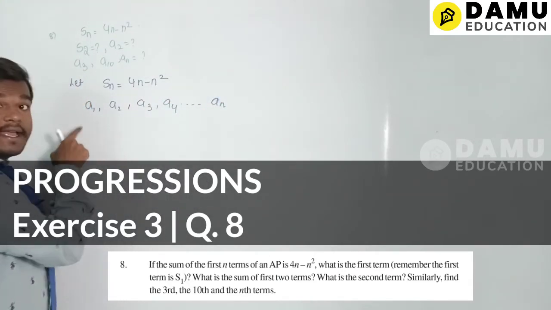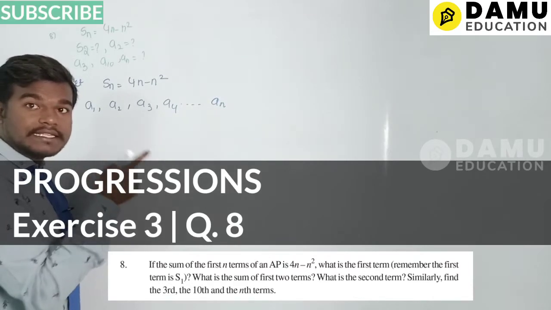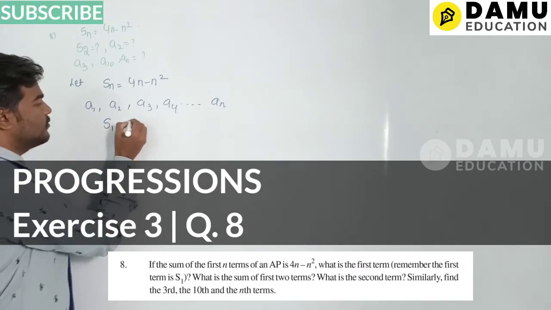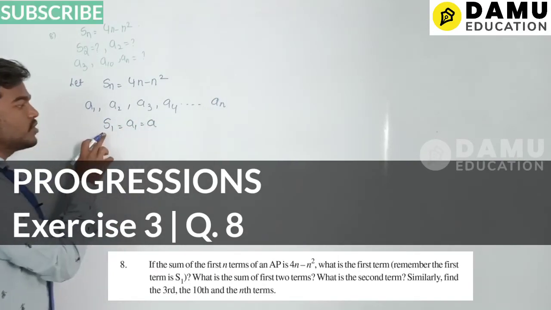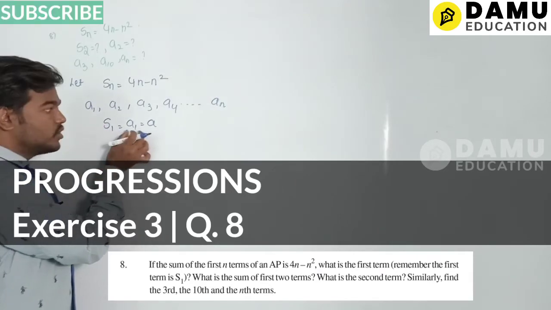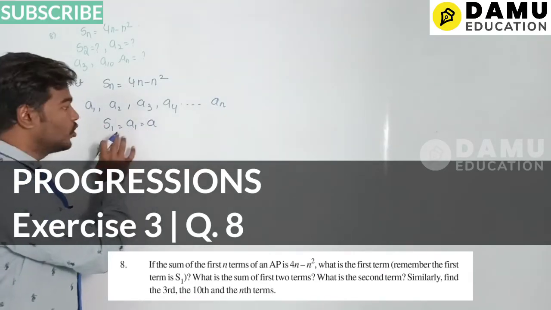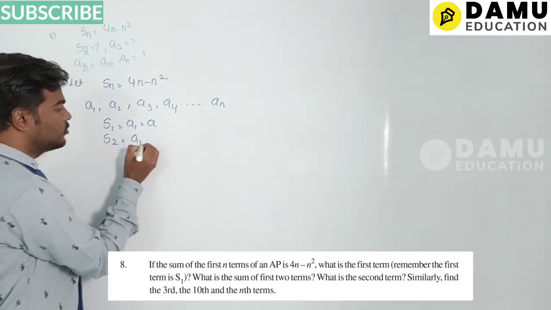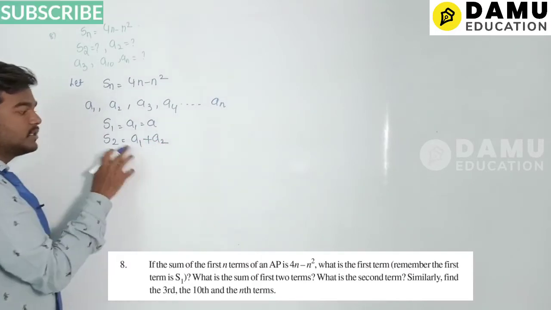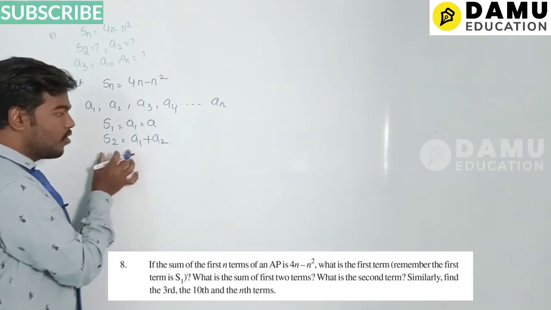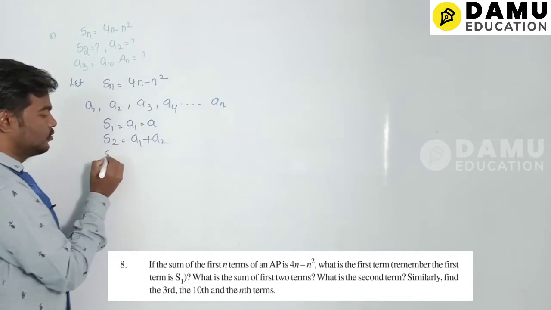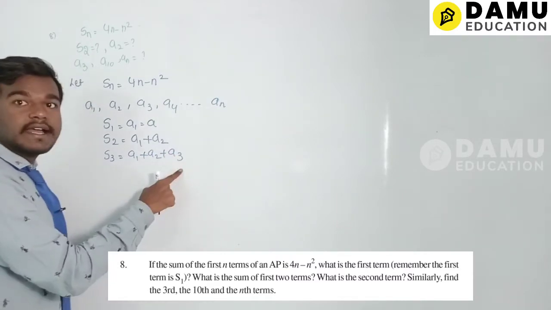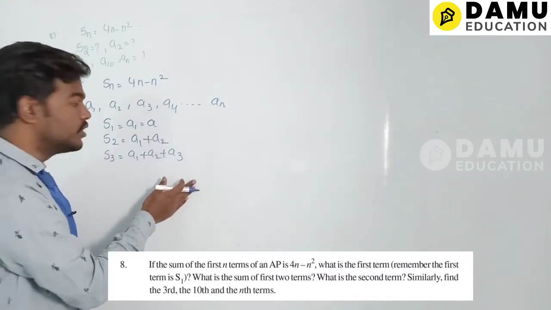So the sum of the first term will be equal to the first term only. Why? Because S1 will be equal to A1. Then what is S2? S2 will be equal to A1 plus A2, so the sum of the first two terms will be equal to S2. Then S3 is A1 plus A2 plus A3. So this is the sum formula we are going to define.